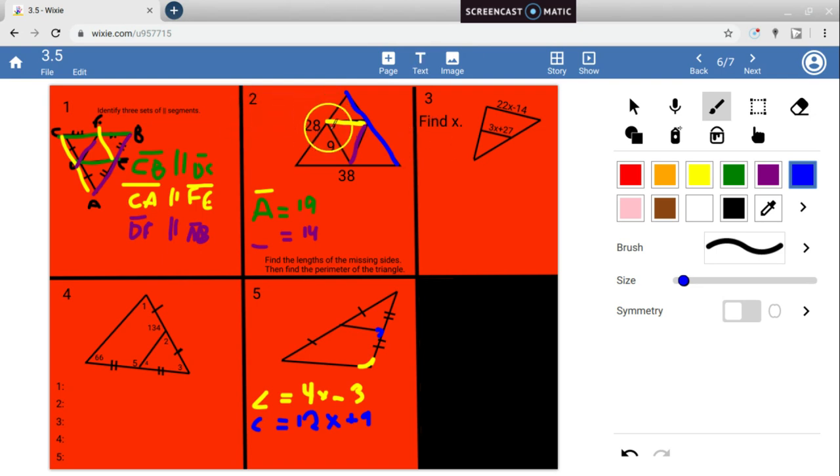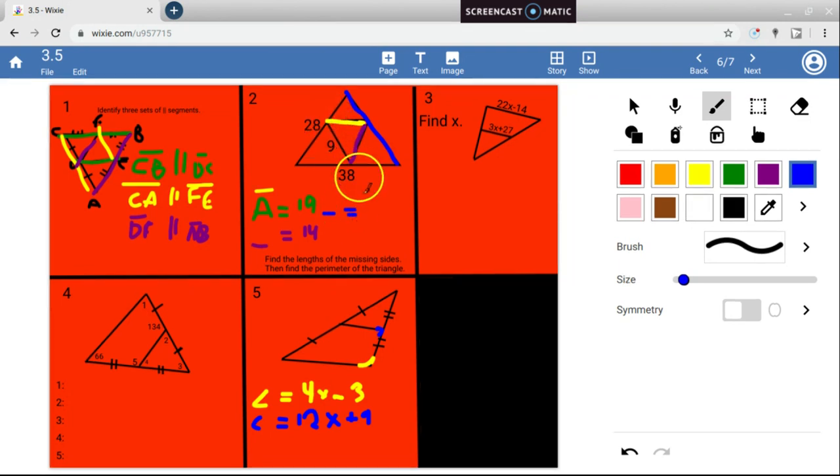Alright, 9. But this time you don't divide by 2, so the blue is not going to be 4.5. You multiply by 2 because this time it's the smaller one. So that would be 18.